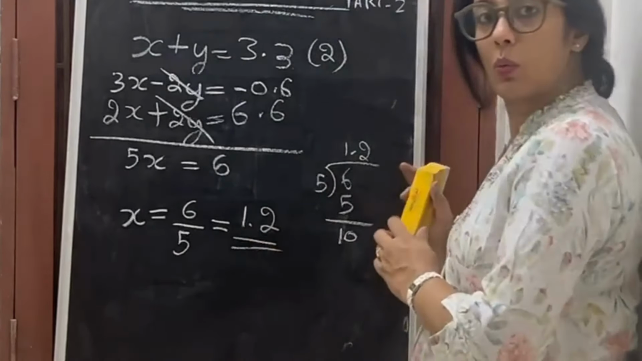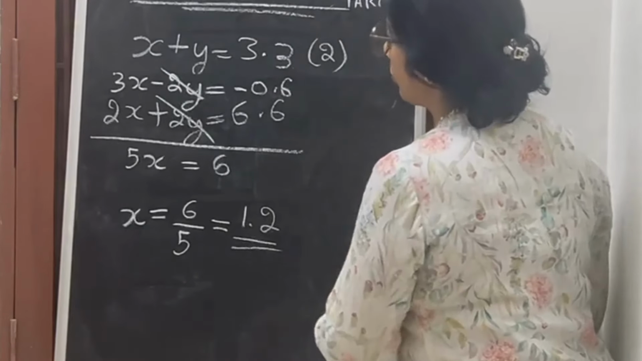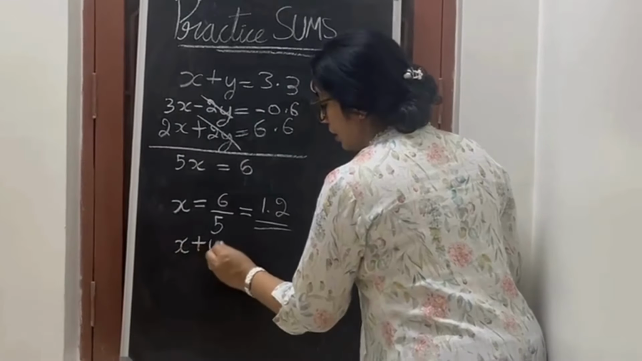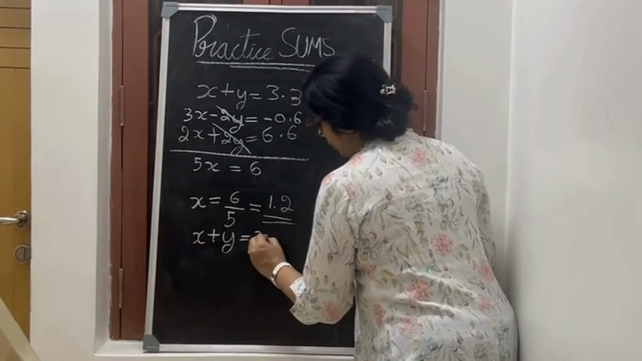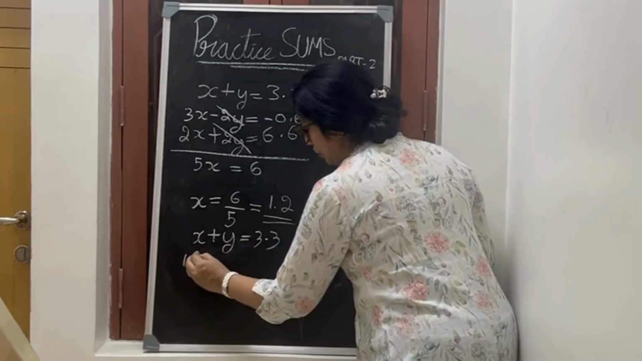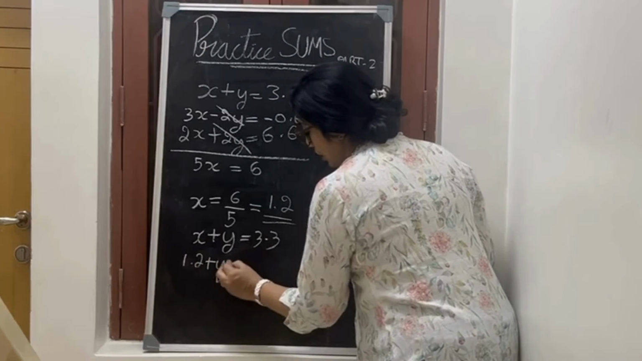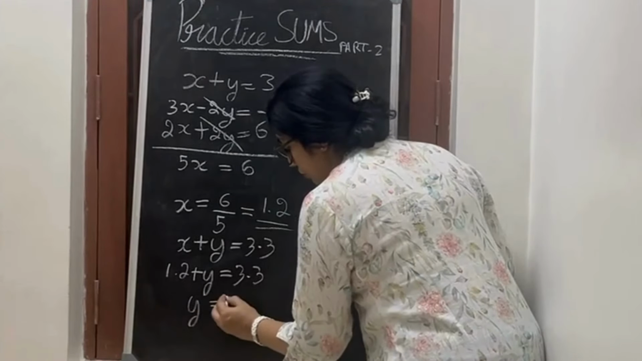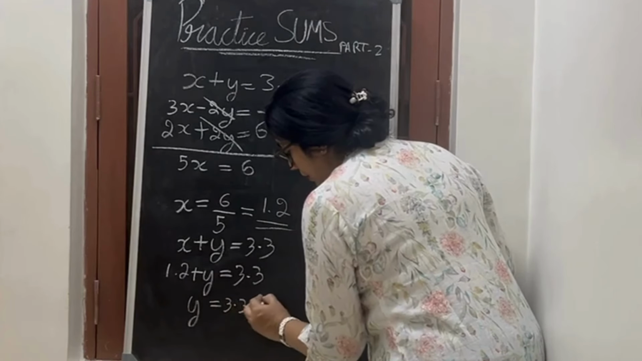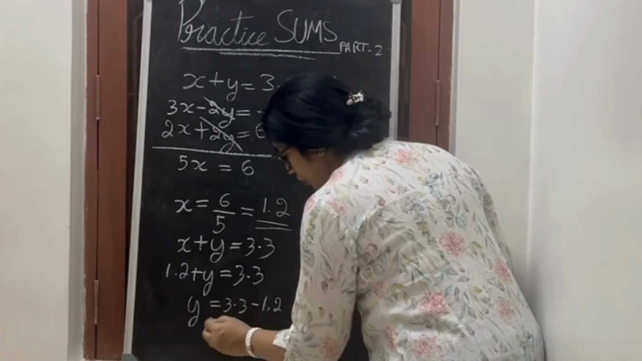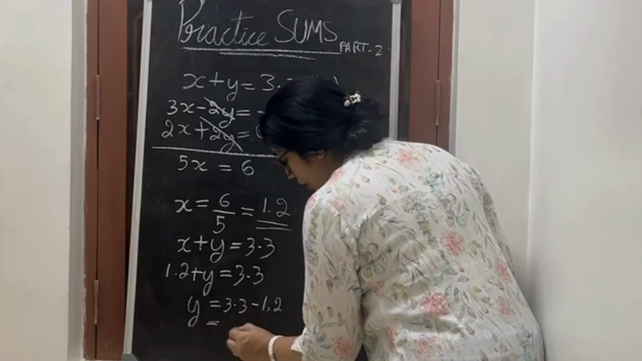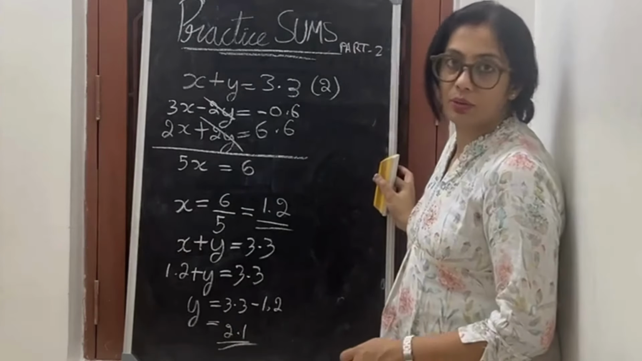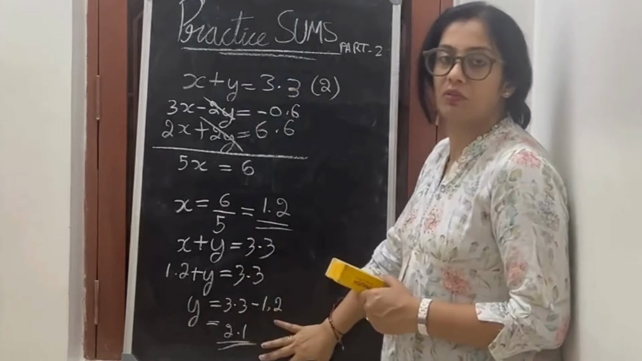What is the value of x? 1.2. After this, what shall I do? I'll write x plus y equals 3.3. So if x is 1.2, plus y equals 3.3, this is easy. I'm sure you all can solve this. y equals 3.3 minus 1.2. So what will be my final answer? y equals 2.1. This is how we find it. Okay, this is one method of solving the equation.